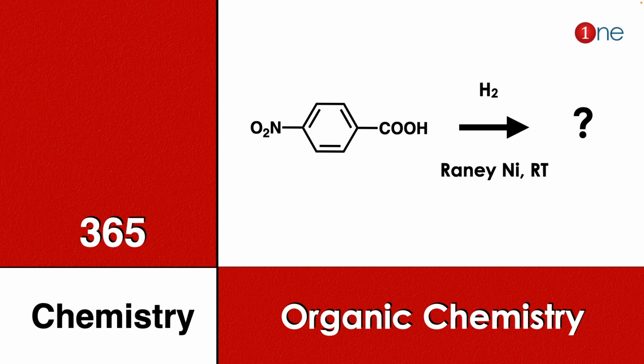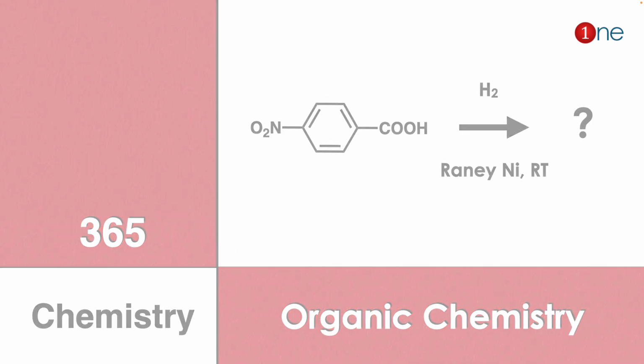Organic chemistry questions for you. Here you have benzoic acid, with a nitro group at the para position. You are using hydrogen in reducing conditions, run over nickel at room temperature. You have to find what will be the final product.